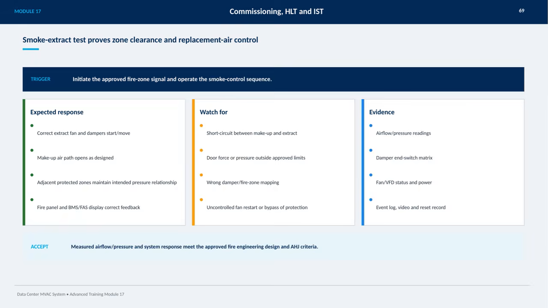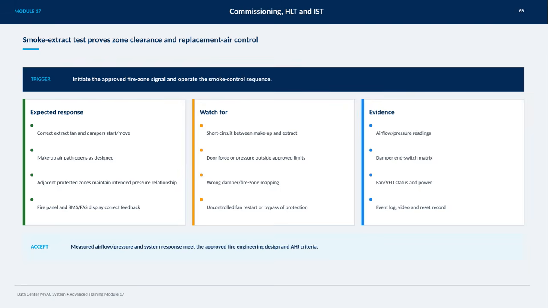During the test, we need to watch out for potential issues like short circuits between makeup and extract air, door force or pressure values that fall outside approved limits, incorrect damper or fire zone mappings, and any uncontrolled fan restarts or bypassing of protection systems.